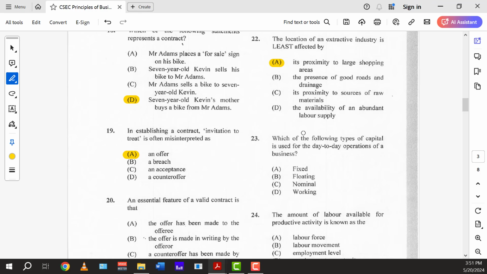Farms somewhere in the mountain, a mine somewhere deep in the mountain. So, shopping areas, nah. Alright, 23.